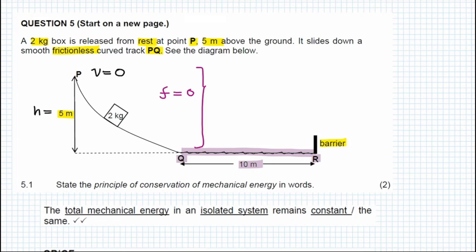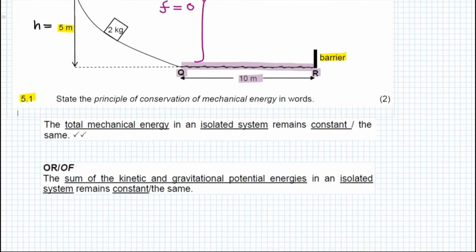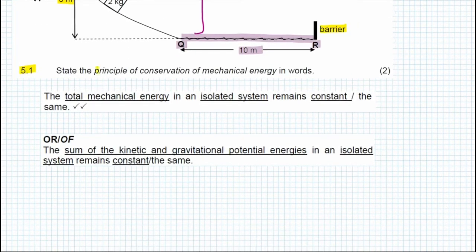Let's start off now by looking at question number 5.1. Question 5.1 says, state the principle of conservation of mechanical energy in words. I'd like to remind you that mechanical energy is the sum of the gravitational potential energy and the kinetic energy of an object. We get different types of energies. We get light, heat, chemical energy, electrical energy. But the gravitational energy added to the kinetic energy of an object gives us the object's mechanical energy.